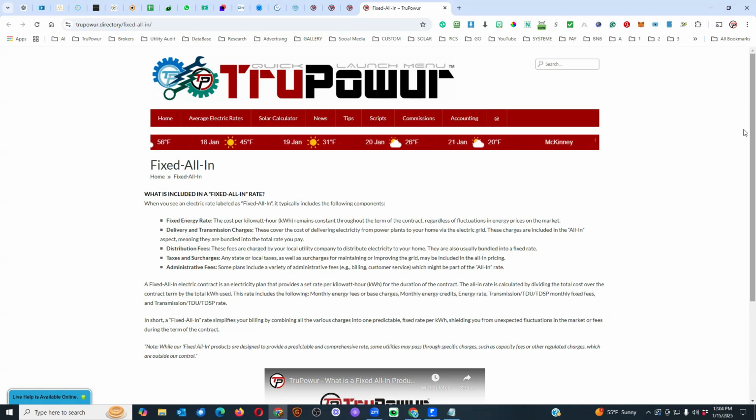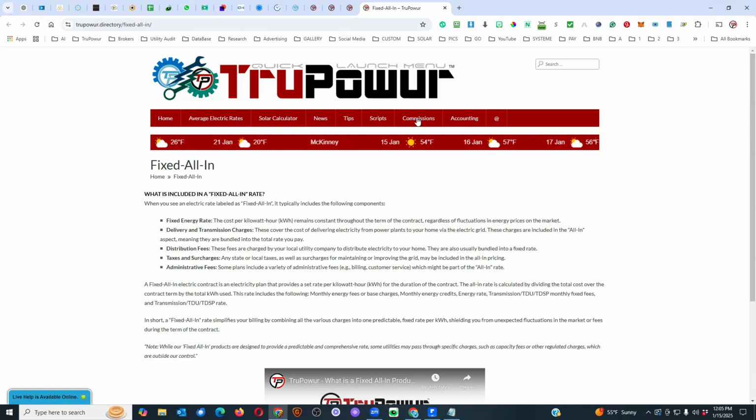So the all-in calculation is by taking and dividing the total cost of the contract term by the kWh that is used, so the rate included in the following month and fees and so forth. So you take that total and divide it by the usage. And so in short, a fixed all-in rate simplifies the customer's billing by combining all of the various charges into one predictable fixed rate per kWh, basically shielding them from unexpected fluctuations in the market.